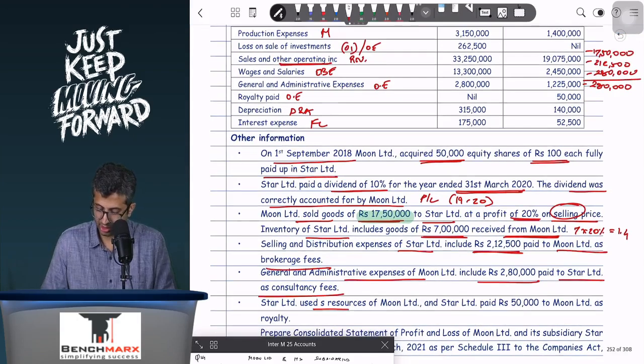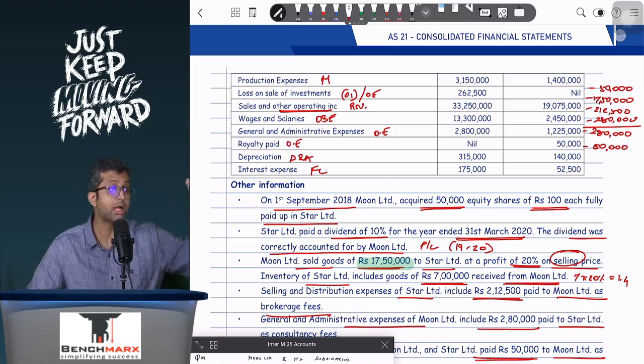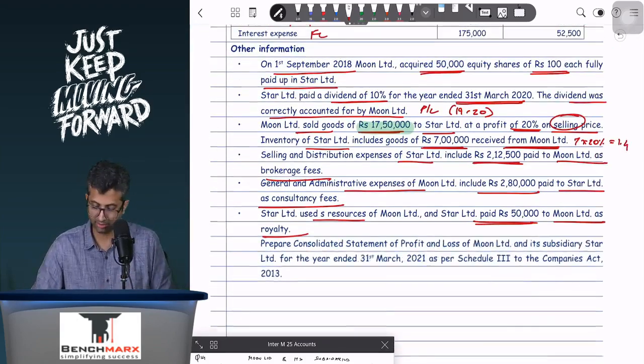Star uses resources of Moon and Star paid 50,000 royalty to Moon. 50,000 is here, royalty minus 50, and hence the second effect over here we will also subtract 50,000, assuming all of this is from operating income. It may be from other operating income, then you subtract from other operating income. Institute has assumed that these are operating incomes.